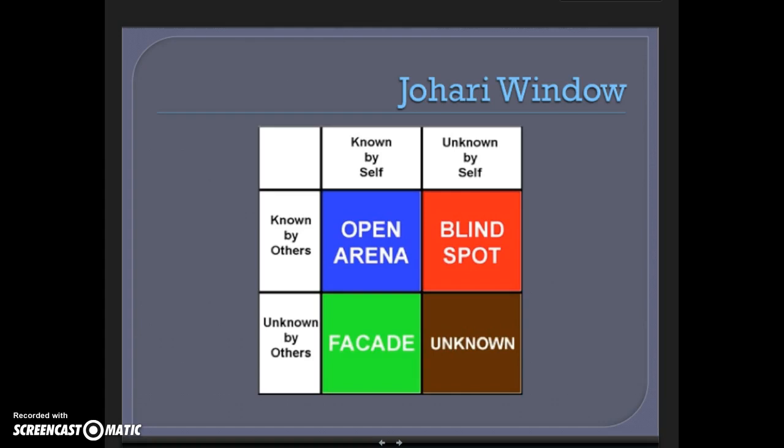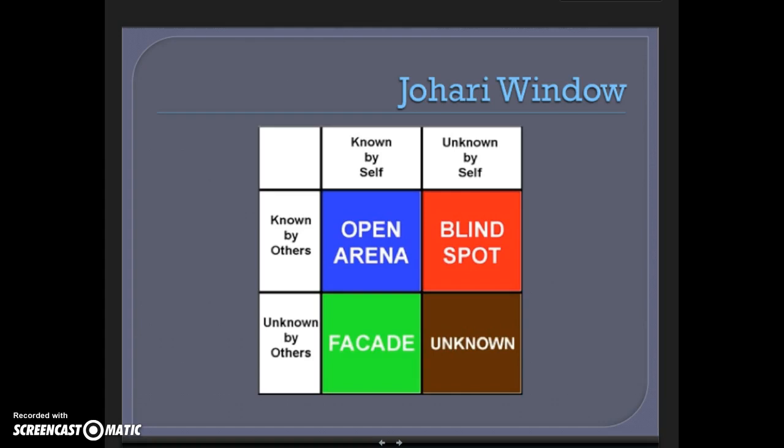The second window pane is called a blind spot. So the blind spot is what others know about us, but we don't know about ourselves. Oftentimes we think that other people know this about themselves and we don't tell them. So a blind spot may be something that you do when you meet somebody, that you may look down or look in a left corner that everybody else notices, but you don't notice. So it's known by others, but unknown to self.